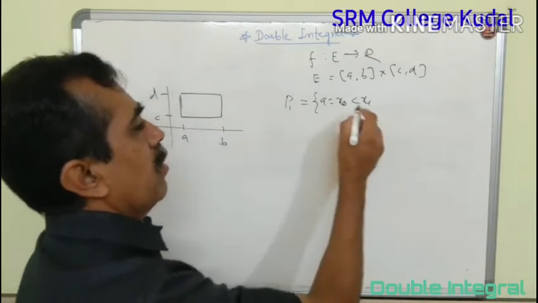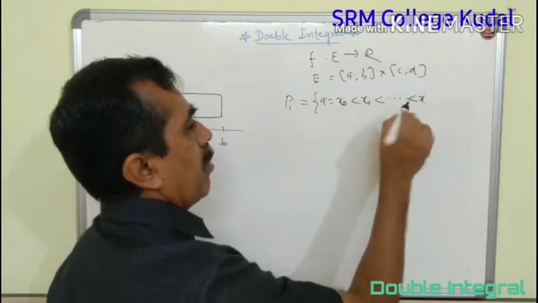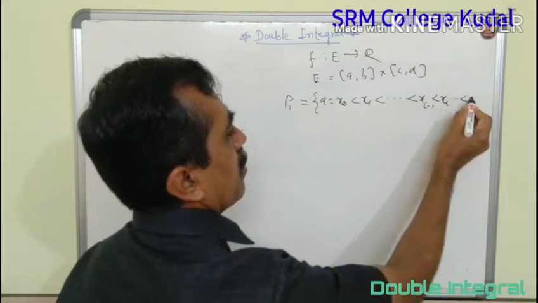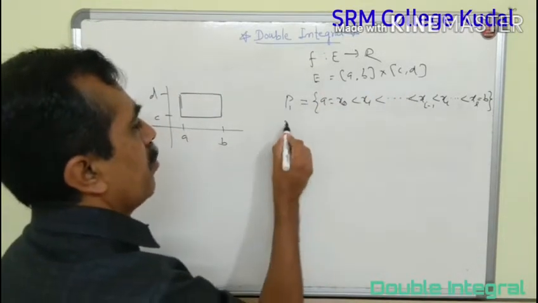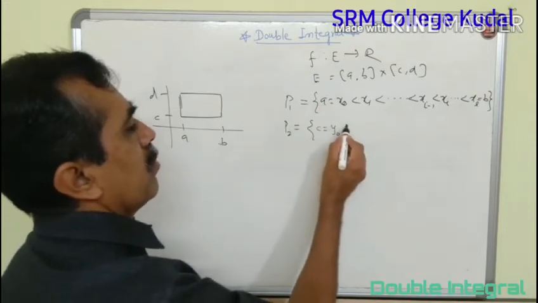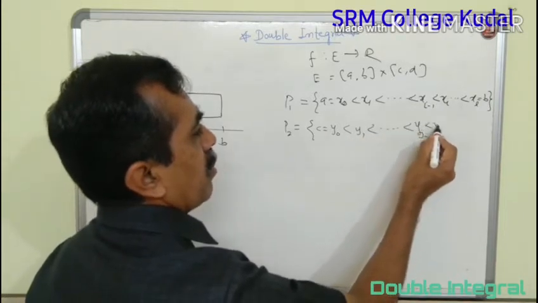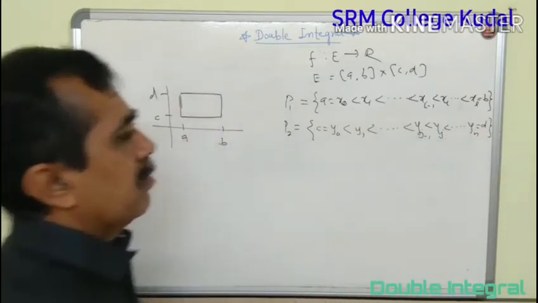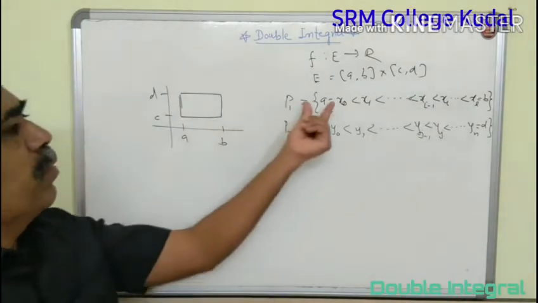the ordered set x0, x1, ..., x(i-1), xi, and so on xl, which is nothing but the end point of the interval AB, and P2 is the partition of closed interval CD, where it is the ordered set y0, y1, ..., y(j-1), yj and so on yn, which is nothing but the another end point of the closed interval CD, that is D. So this is the partition of AB.